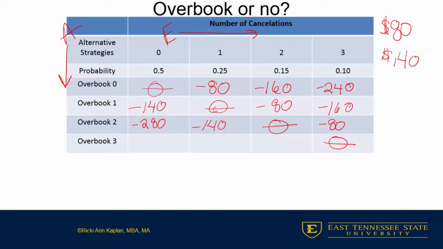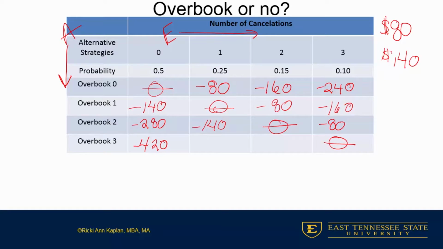Looking at overbooking 3 rooms, if we overbook 3 rooms and have 0 cancellations, that's 3 different rooms that we have to get from other hotels at our cost at a minimum of $140 a night. So 140 times 3, we would be out $420.